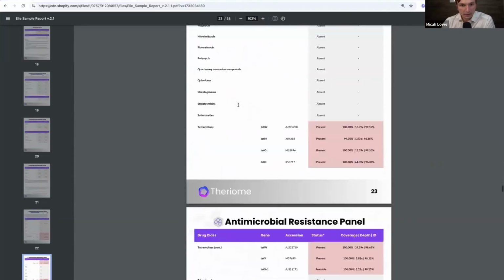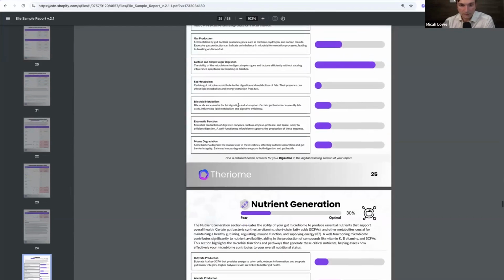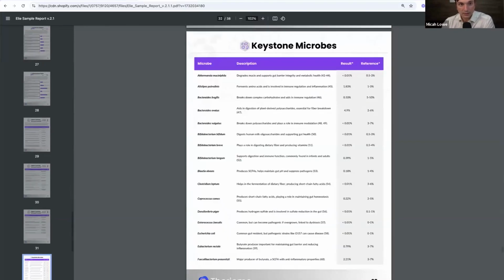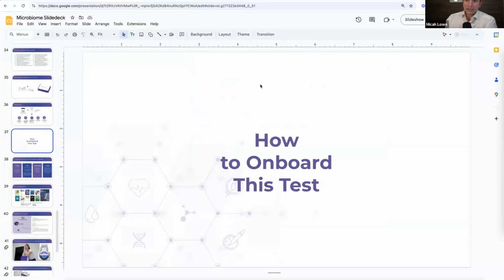Antimicrobial resistance might be informative to you, digestion, and then getting down to personalized protocols. As he mentioned, that's how we develop it, is through creating a digital twin.